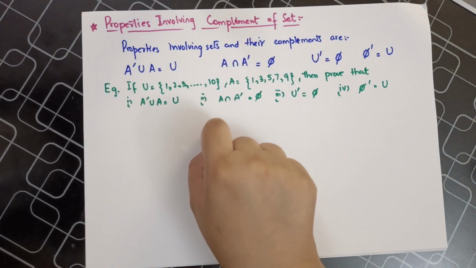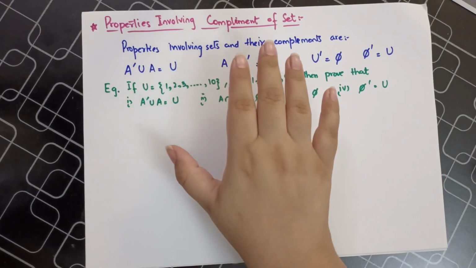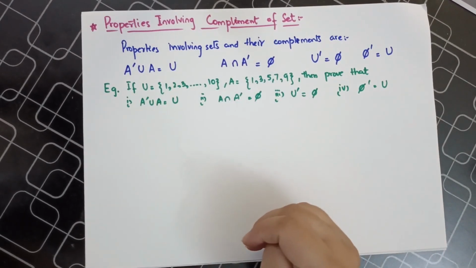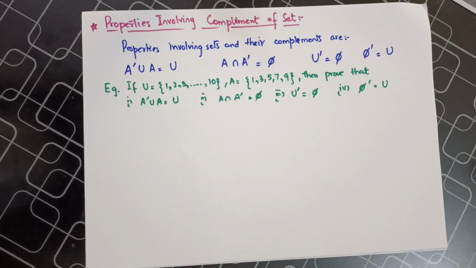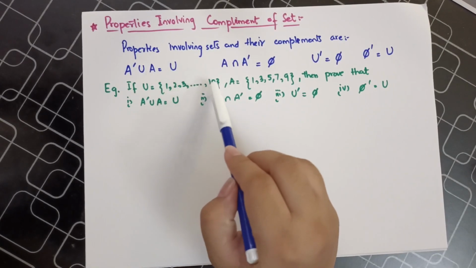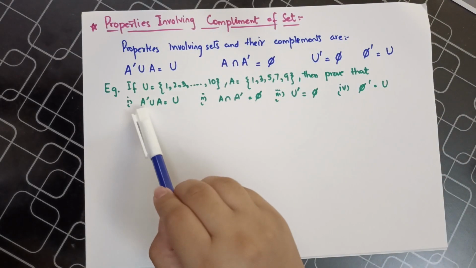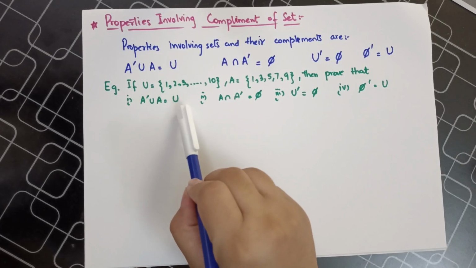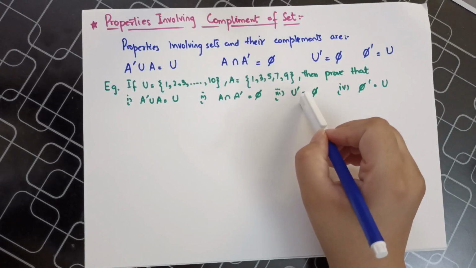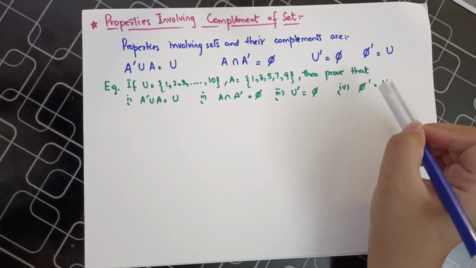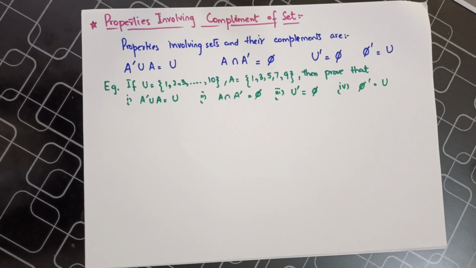Now, there's an example, and I'm going to explain each of these four properties to you with the help of an example. It will help you understand it better and see how these properties hold true for the complement of a set. Here's an example. If U is equal to 1, 2, 3 till 10, and A is equal to 1, 3, 5, 7, 9, then prove that A complement union A is equal to the universal set, A intersection A complement is equal to phi or an empty set, U complement is an empty set, and the complement of an empty set is the universal set. I'm going to explain it one by one.